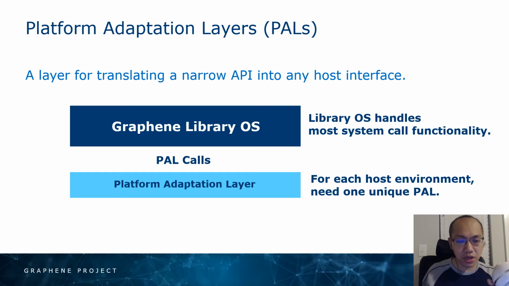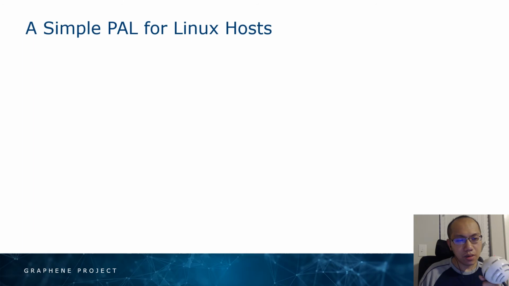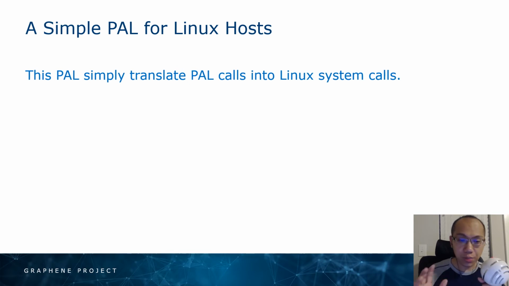The requirement here is that for each host environment, such as SGX or Linux, you will need one unique PAL designed specifically for that host environment. The simplest example of a PAL is the PAL we built for the Linux host. This PAL is very simple. It simply translates the PAL calls into the Linux system calls necessary.